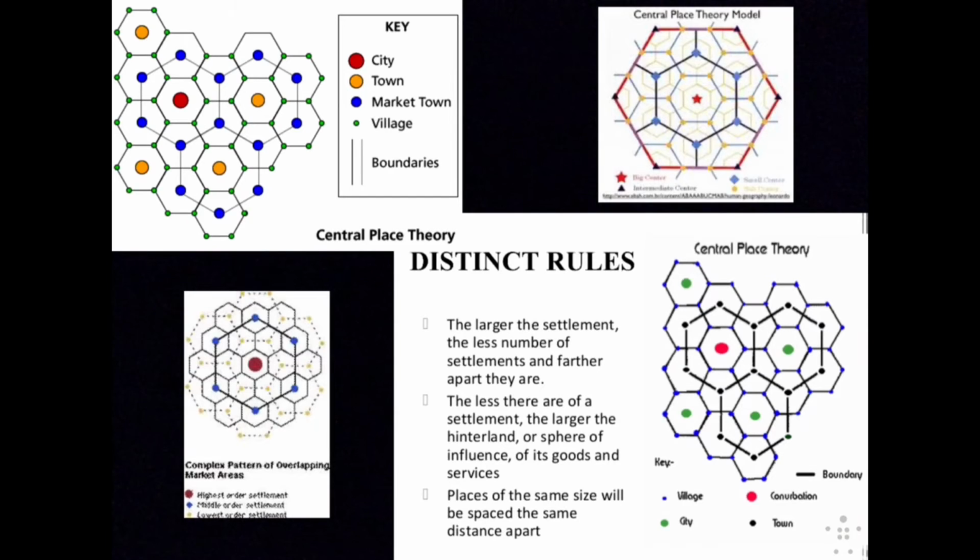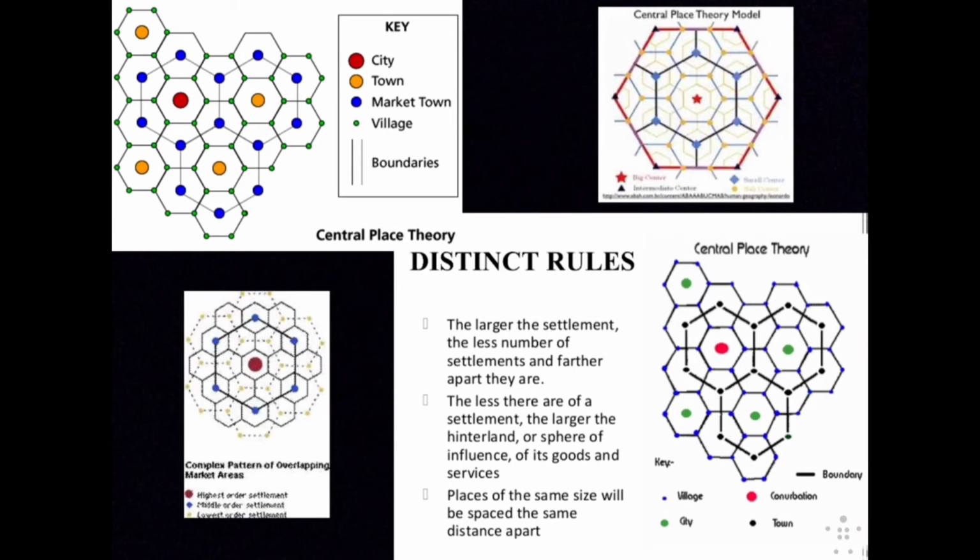Then lastly, purchase of goods and services at the nearest center. This means that people are always going to go to the nearest center, the nearest civilization point, to purchase their goods. He made these assumptions to develop a consistent model. His results have formed the basis of central place theory ever since.